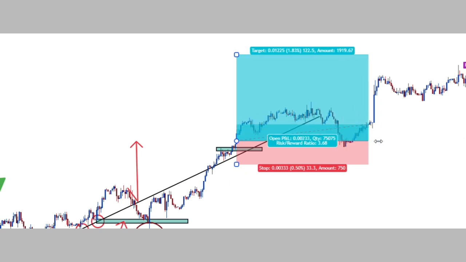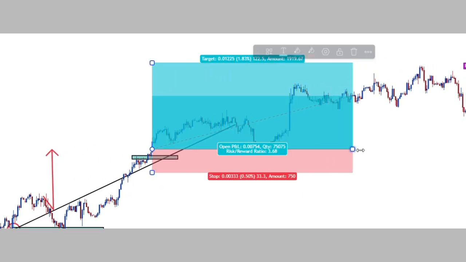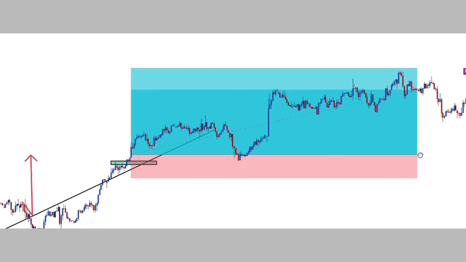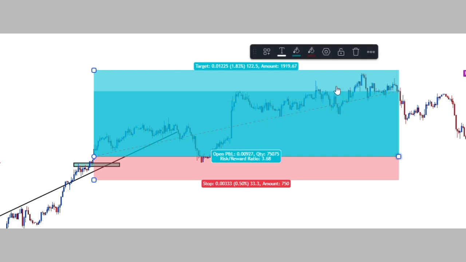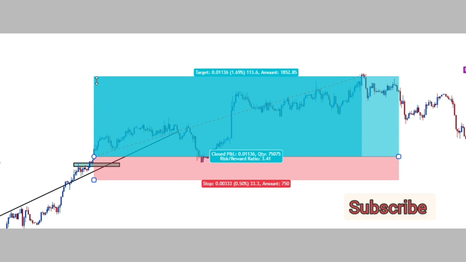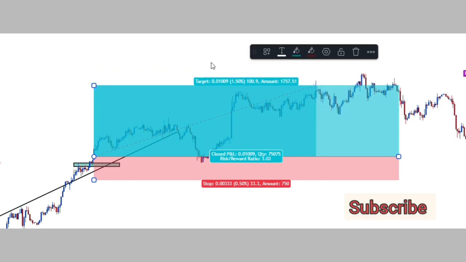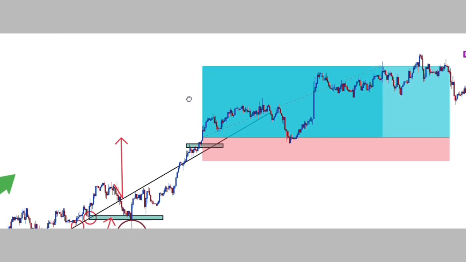This is a 1 to 3, and you'd still win this trade if you are patient enough to wait. Check this out, guys. If you targeted a reasonable 1 to 3, you'd still win that trade. So that is how you would take this trade.